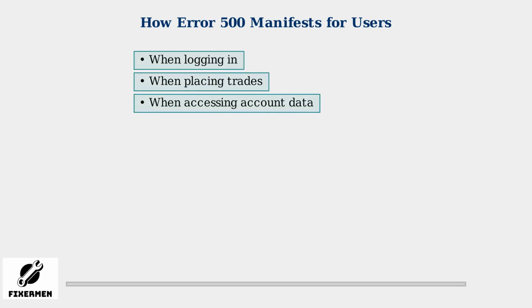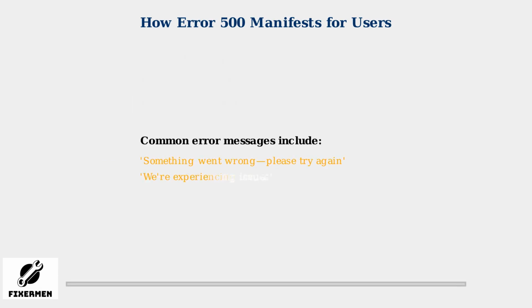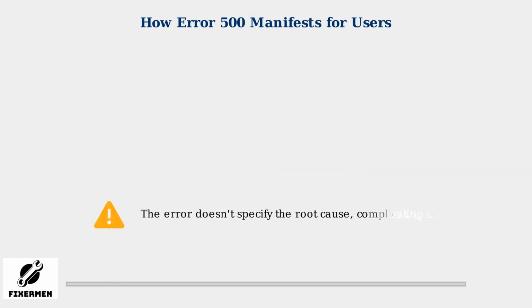Users typically encounter Error 500 when logging in, placing trades, or accessing account data. Common messages include, "Something went wrong, please try again," or "We're experiencing issues." The error doesn't specify the root cause, complicating diagnosis.